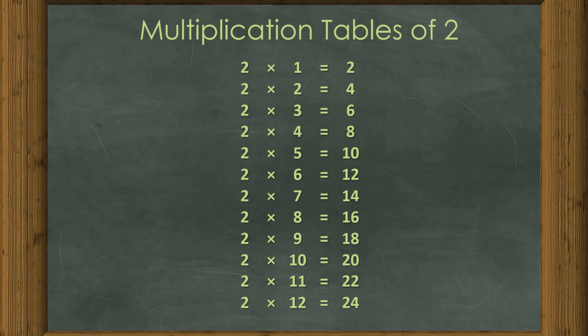Multiplication tables of 2. 2 1s are 2. 2 2s are 4. 2 3s are 6. 2 4s are 8. 2 5s are 10. 2 6s are 12. 2 7s are 14.